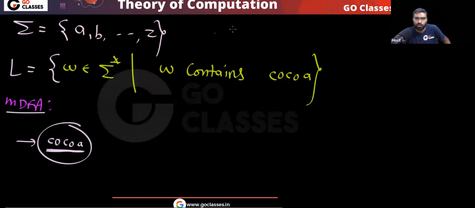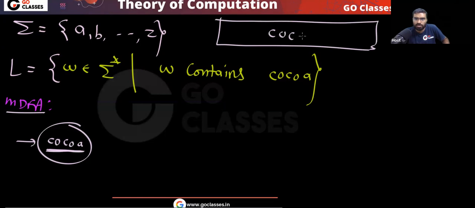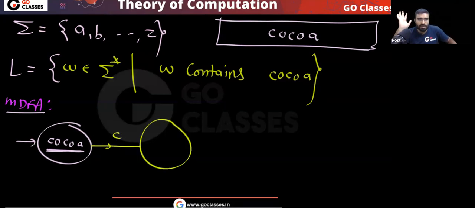Remember, this is what you want. You want to contain COA. So tell me, what is the first symbol that will trigger you? C will trigger you. Yes or no? This symbol C will trigger you.